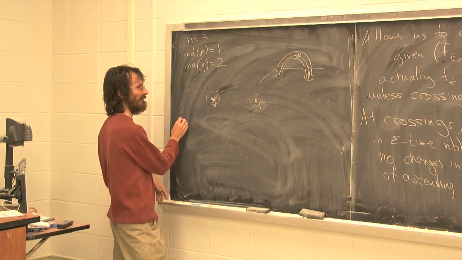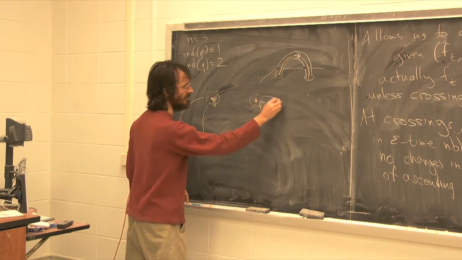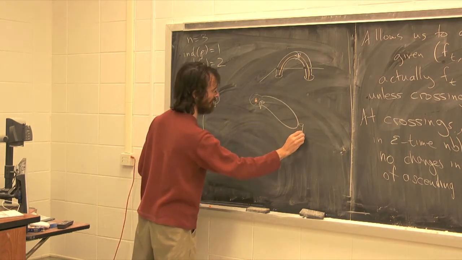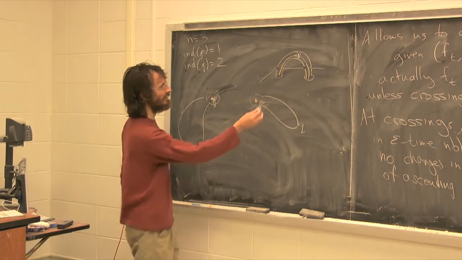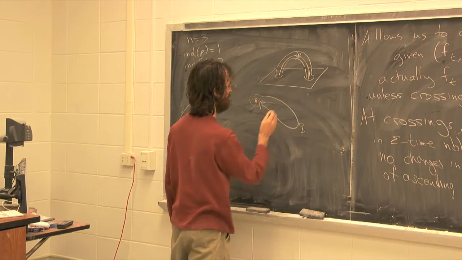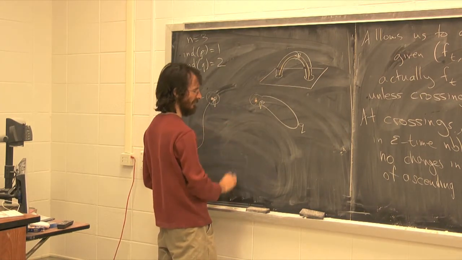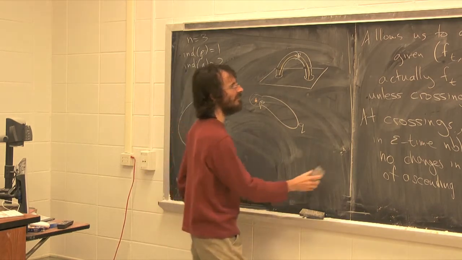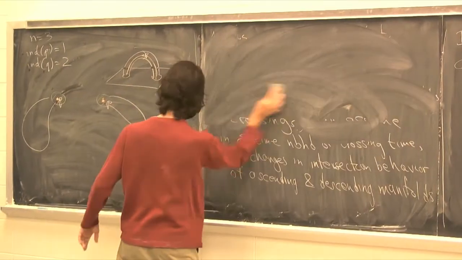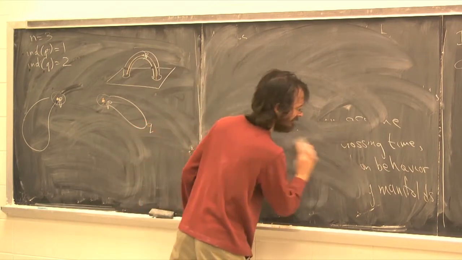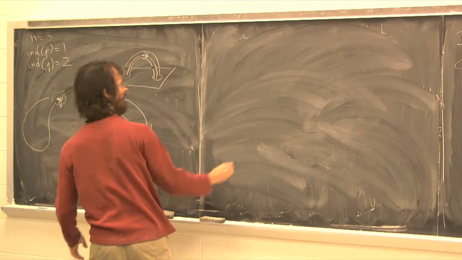So I might have the descending manifold for q. Okay, so that means that over here in this 3-dimensional picture, the descending manifold for q is coming in. Just draw that bigger.